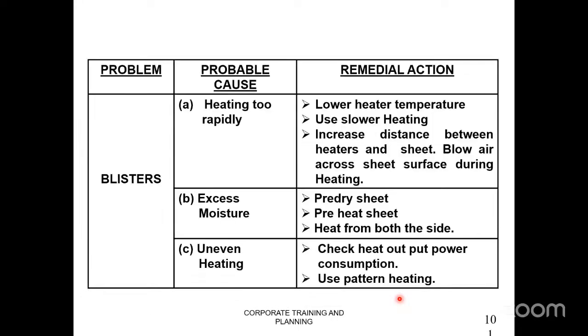Now, which are the faults here, friend? The blisters, right? If the blisters form because of heating too rapidly, then these are the remedies. Excess moisture is also a cause, because the plastic absorbs moisture from the atmosphere, and therefore this will show as blister marks, white lines. Then you have to pre-dry the sheet material, preheat the sheet, and heat from both sides.